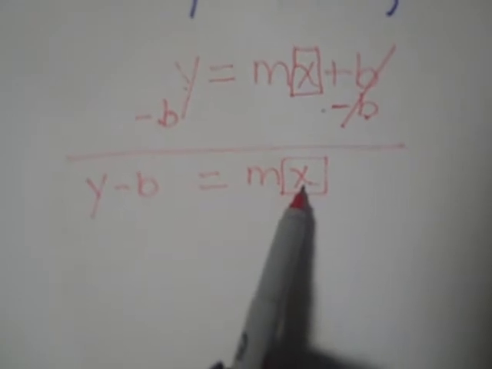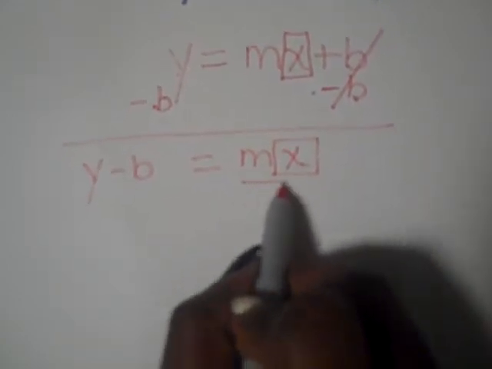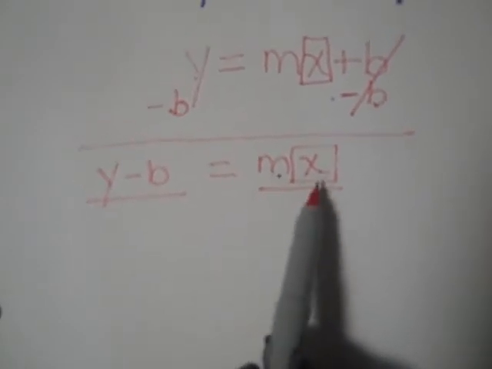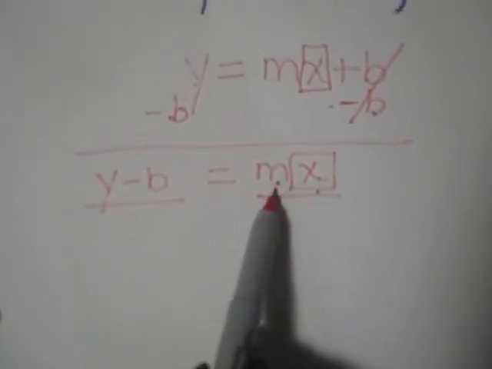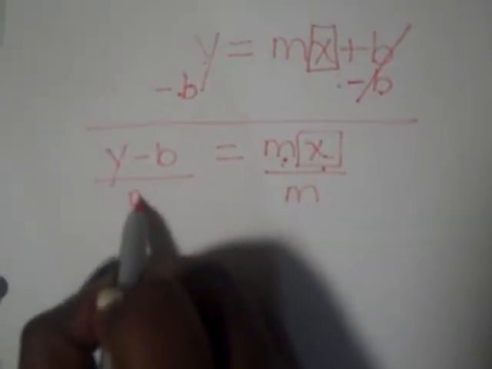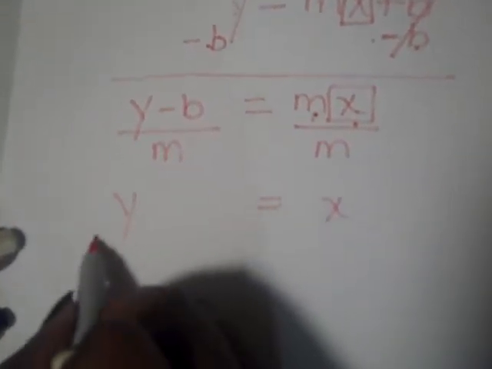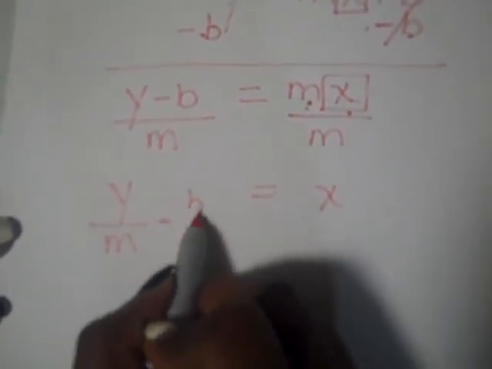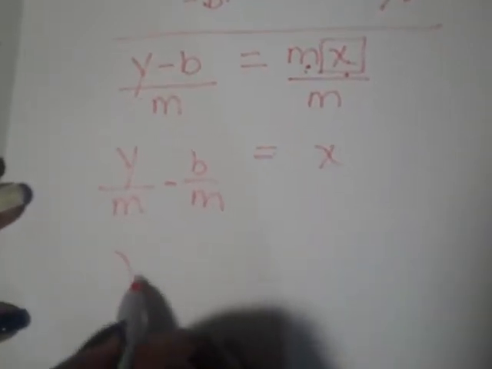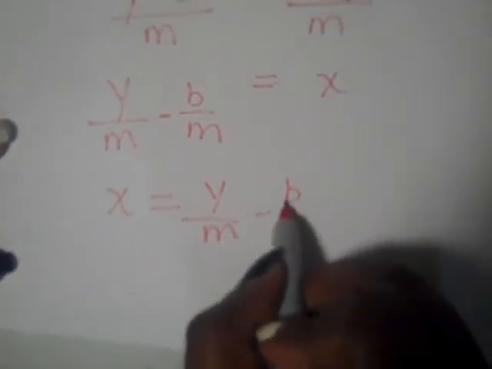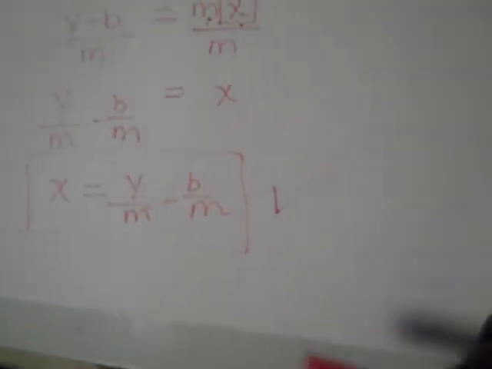Mx is multiplication. The opposite will be division. Are we going to divide the x or the m? Remember, we want x by itself. So we're going to divide by the m. So x equals y over m minus b over m. And I like for my variables to be on the left that I'm solving for. So I'm just going to rewrite my problem. And we are done.